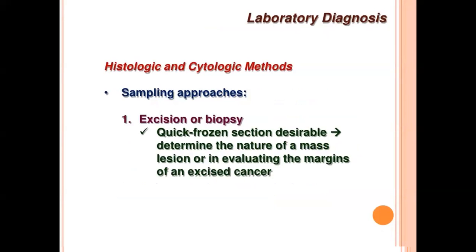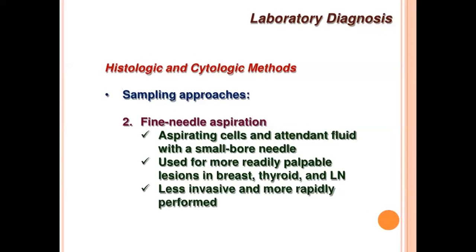Now the laboratory diagnosis: the histologic and cytological methods. What are the sampling approaches? Excision or biopsy. A quick frozen section is desirable, which determines the nature of a mass lesion or evaluates the margins of an excised cancer. Then comes fine needle aspiration, aspirating cells and attendant fluid with a small-bore needle, used for more readily palpable lesions in the breast, thyroid, and lymph nodes. It is less invasive and more rapidly performed.